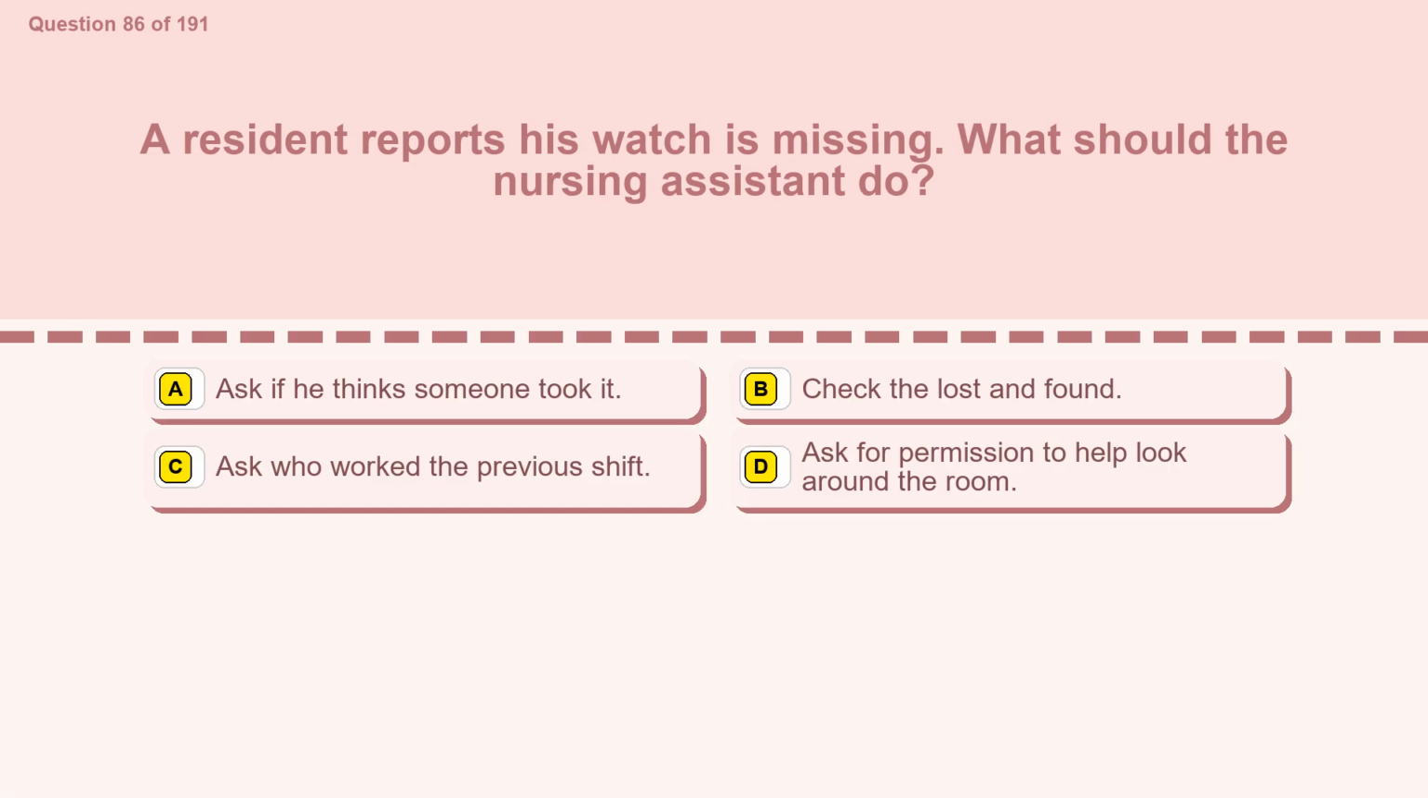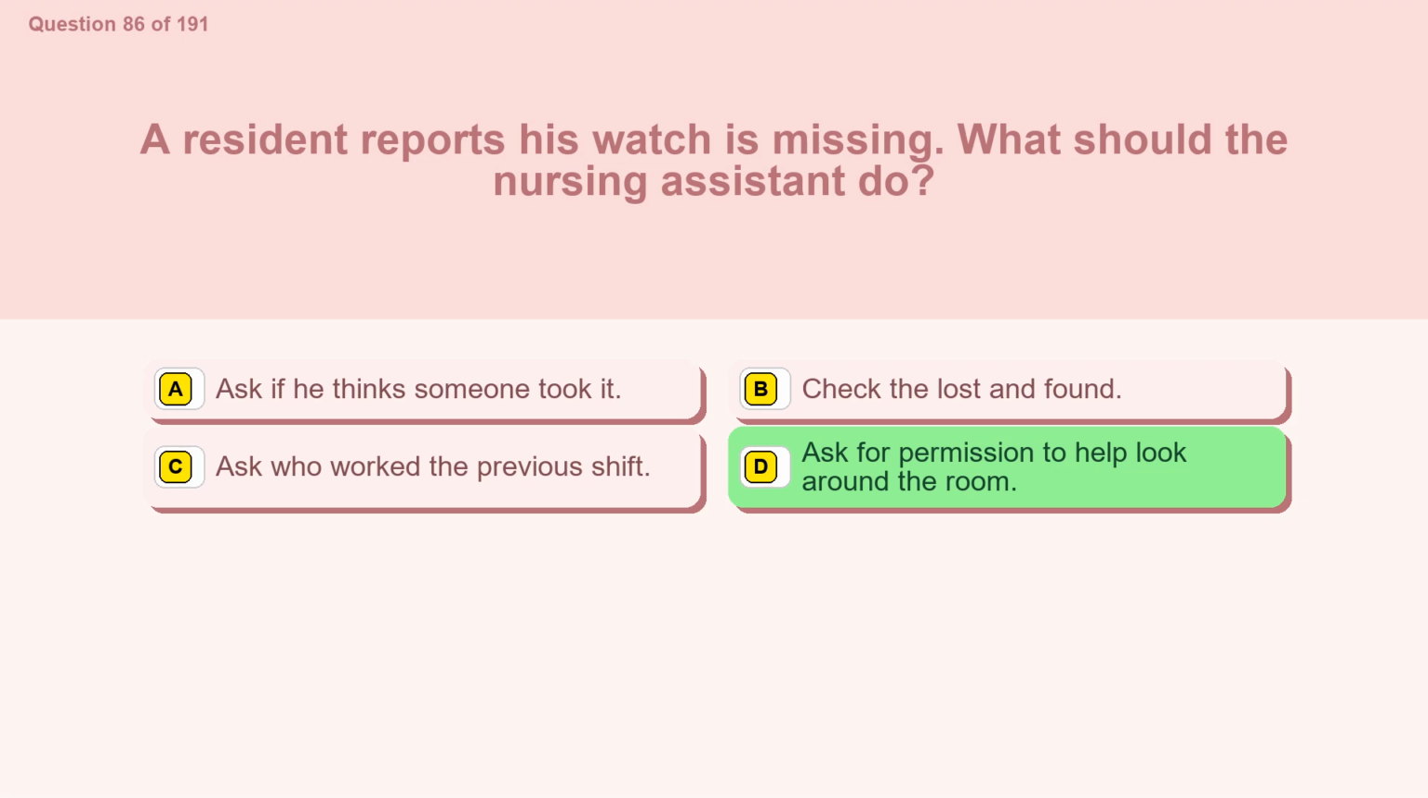Question 86. A resident reports his watch is missing. What should the nursing assistant do? Option A. Ask if he thinks someone took it. Option B. Check the lost and found. Option C. Ask who worked the previous shift. Option D. Ask for permission to help look around the room.